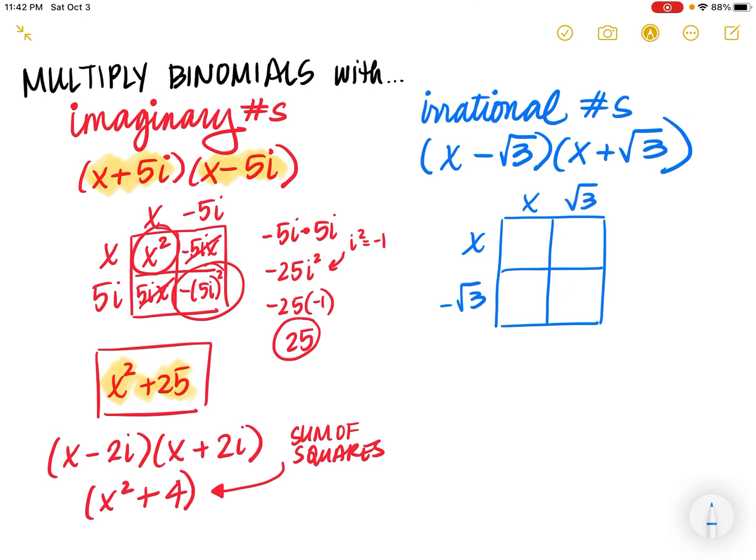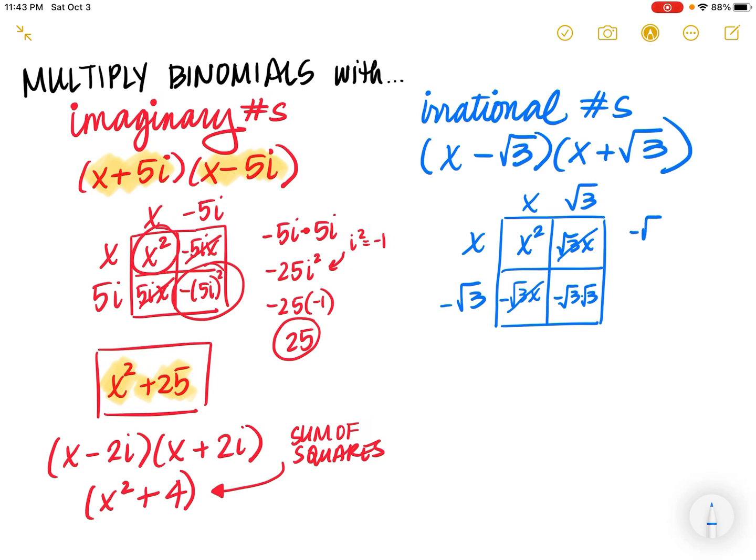The top corner is x times x, giving us x squared. Directly down from that, I'll have negative radical 3 x. Okay, top of the next column is radical 3 times x, so I have a positive radical 3 x. And the bottom corner is negative, I'm going to write this out, radical 3 times radical 3. First thing we notice again is that on the diagonal, the positive radical 3 x and negative radical 3 x cancel out. That's what we want each time.